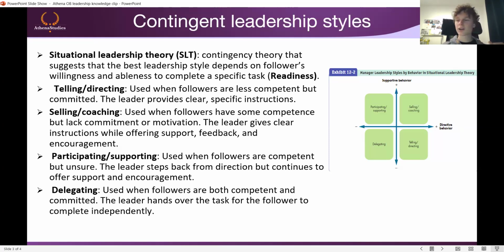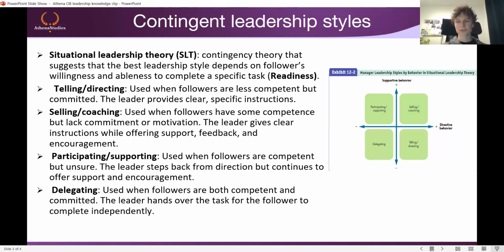Then our leader needs to take on the role of selling and coaching for their followers. So not only do they give clear, specific instructions on the task, but they also give support, feedback, and most important of all, motivation and encouragement. Then when we have followers that are competent, but they are unsure or unwilling, so they have a low willingness, the leader takes on a supporting role. So they do not really give any more directions, but they just focus on encouraging the follower and pushing them in the right direction in terms of motivation.